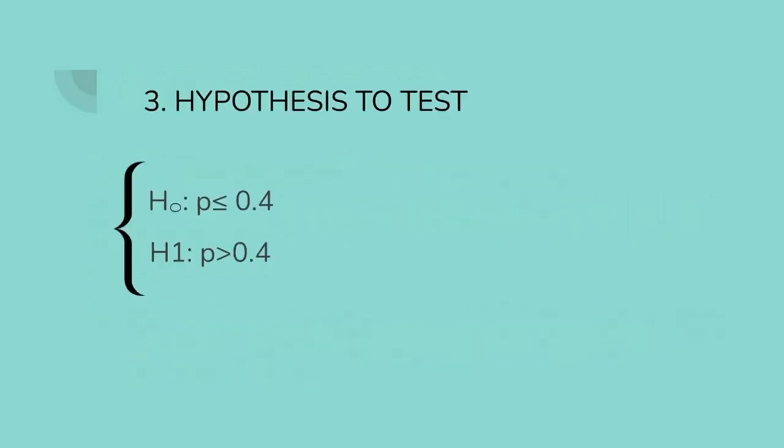Next, we define the hypothesis to be tested. Here, P represents the proportion of residents who do not participate in social networks. So, the null hypothesis will be P lower or equal to 0.4 and the alternative hypothesis will be P higher than 0.4. This is a one-tailed test since we are specifically testing whether the proportion is greater than 40%.